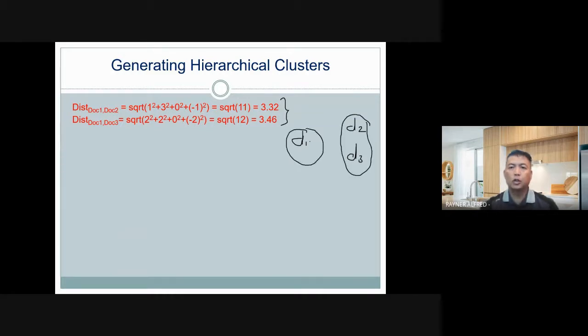So we wanted to measure the distance between this and this. And we found that the smaller value will be 3.32. So in that case, we will not take this one. So we will take this one as the distance between these two clusters.